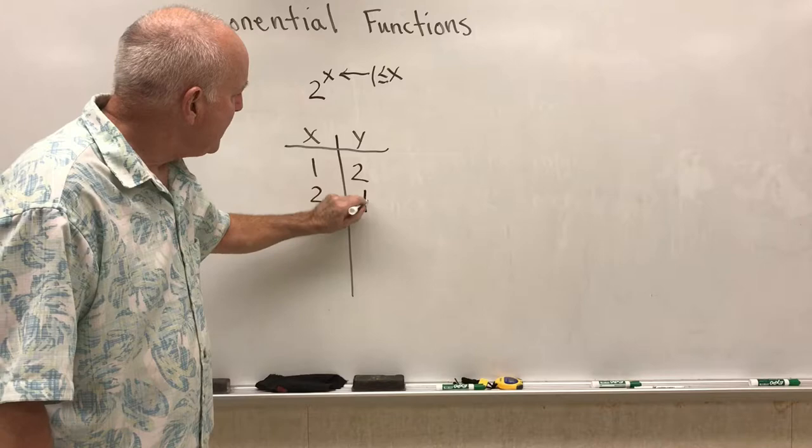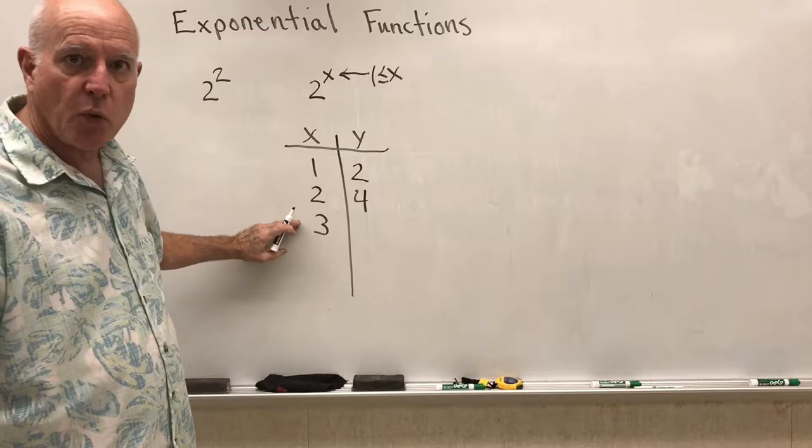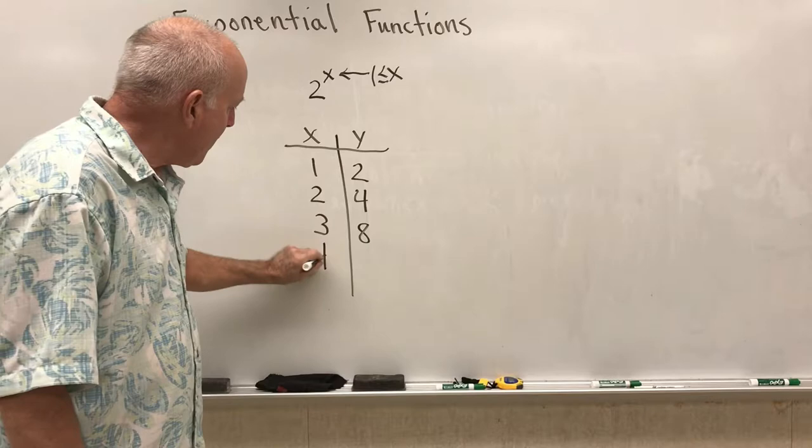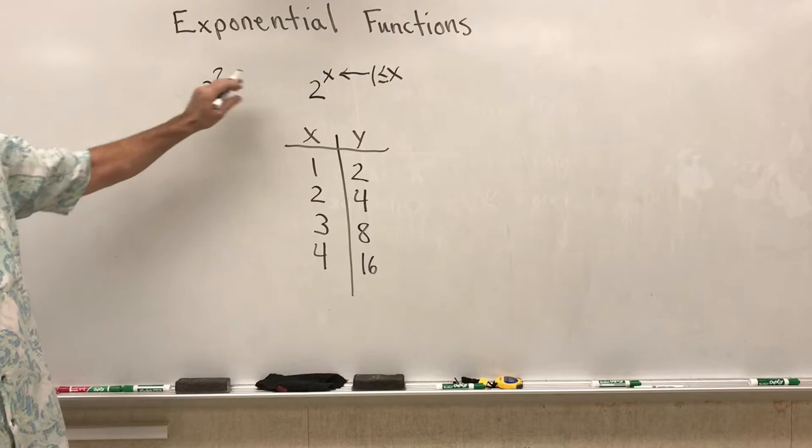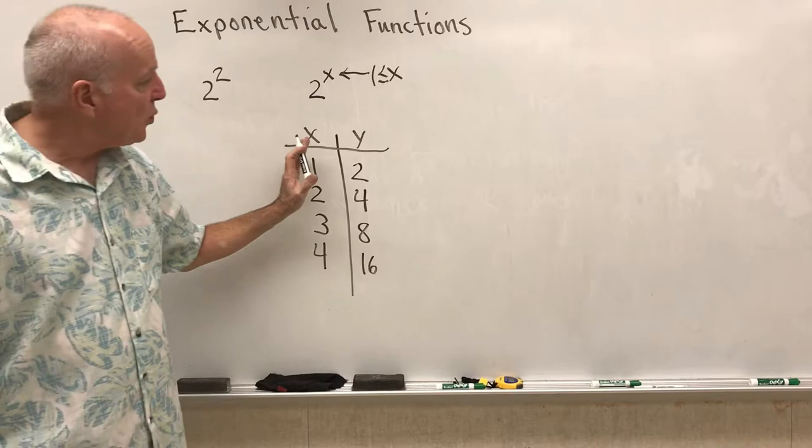When x is 3, we have 2 cubed. 2 times 2 is 4, times 2 is 8. All right. When x is 4, we have 2 to the 4th power, 2 times 2 is 4, times 2 is 8, times 2 is 16. All right, so this area where we have some number raised to a power of x, but x is greater than 1, looks to be pretty straightforward.